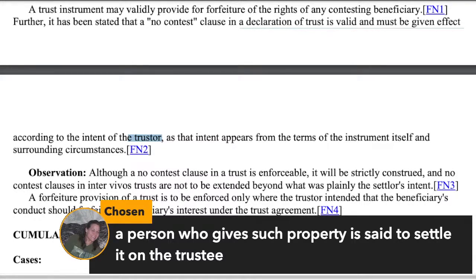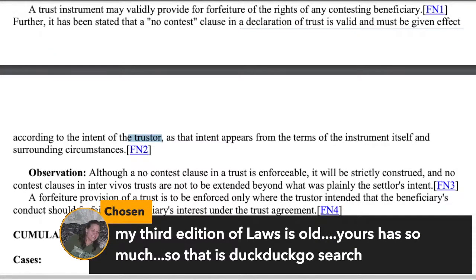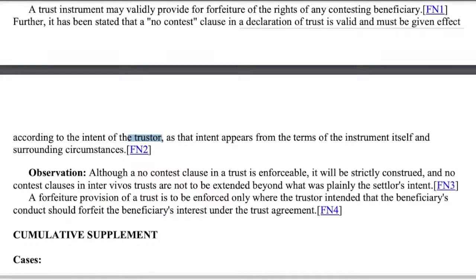Let's move along here. Okay. Back to AmJur. That the intent appears from the trustor, right? From the terms of the instrument itself and surrounding circumstances.